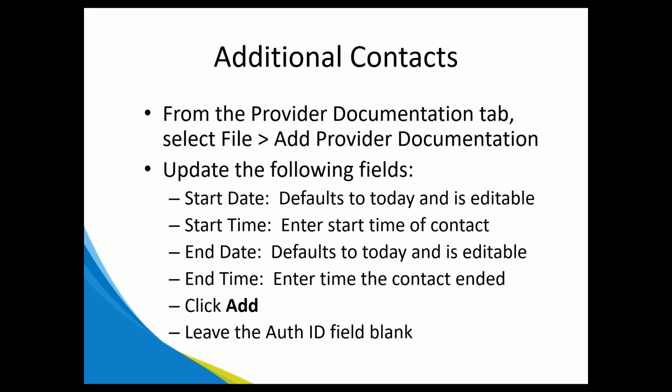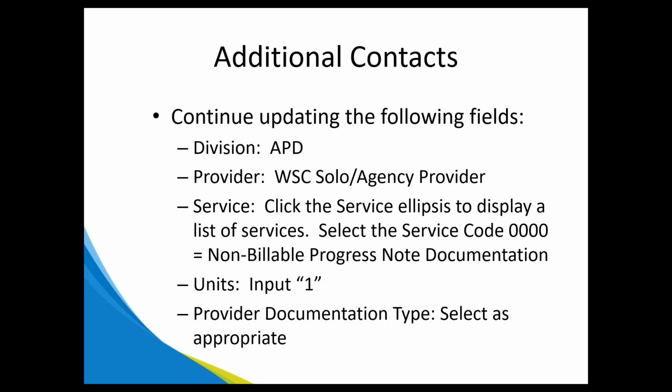Same as with the original contact that you've done, you're going to go to the individual's record, go to the provider documentation tab and select File, Add Provider Documentation. There is a slight difference when adding provider documentation for the 0000 code. In this instance, you will need a start time and an end time, whereas remember, when it was associated with the authorization, you just needed a start and end date. So you'll enter those, and then you'll click Add, and you will leave the Auth ID field blank. And I'll show you this in a moment.